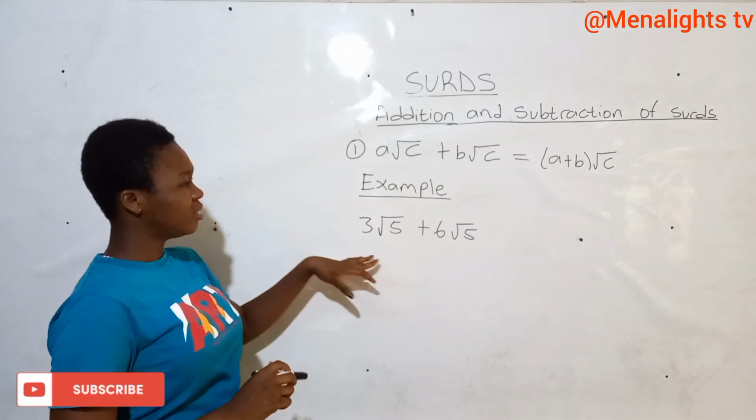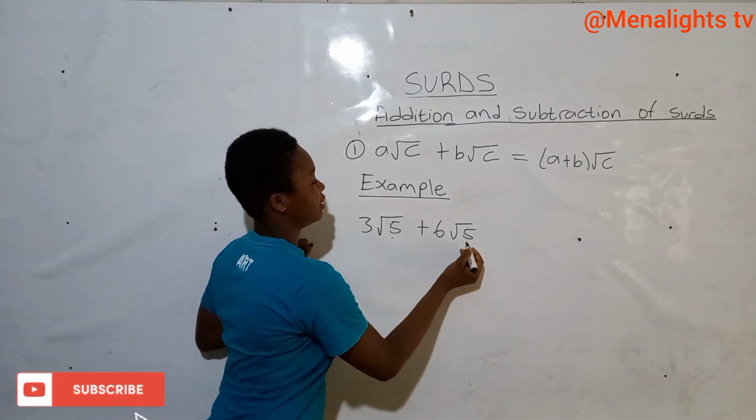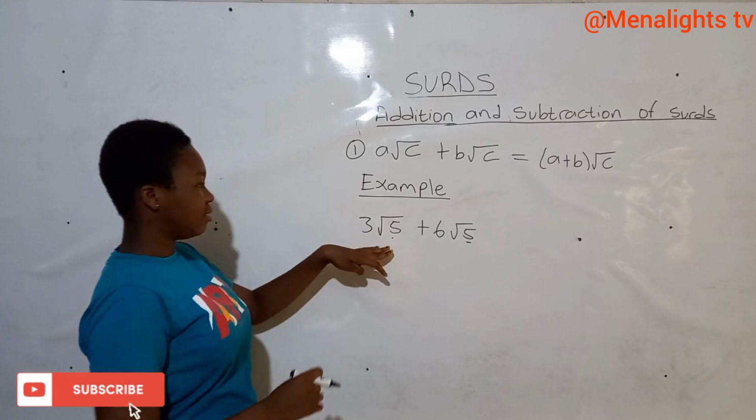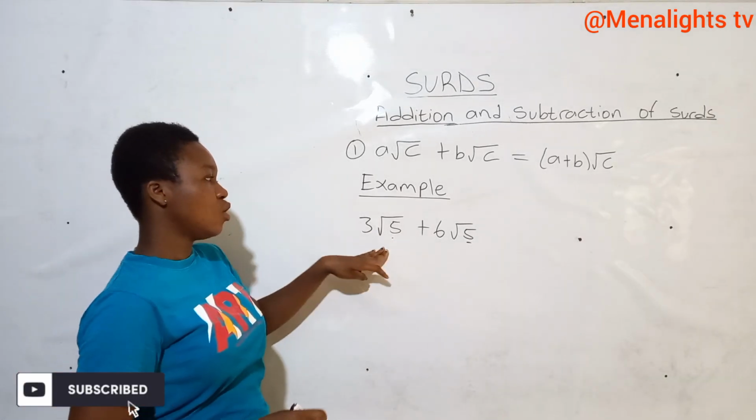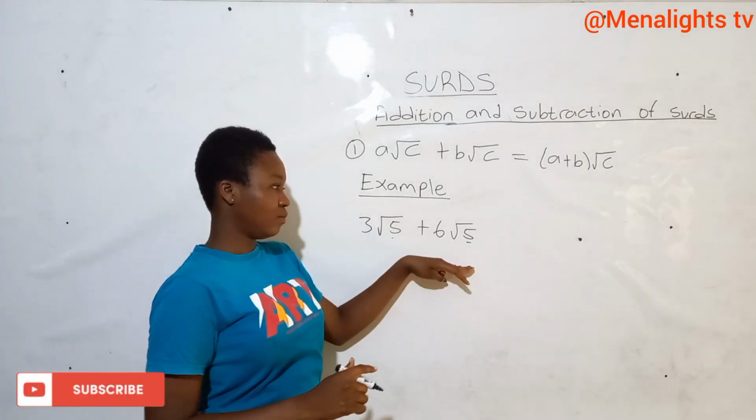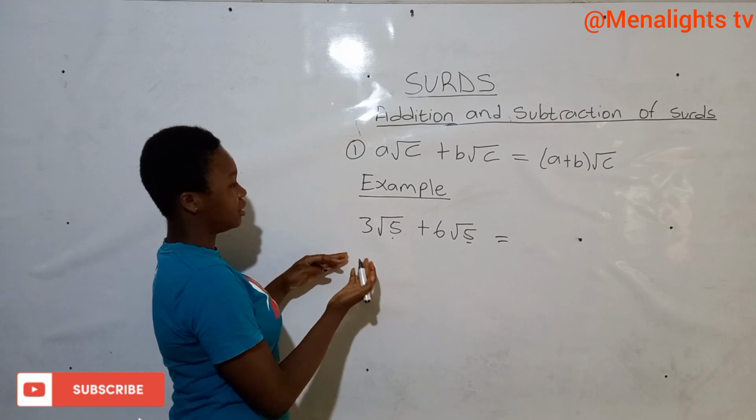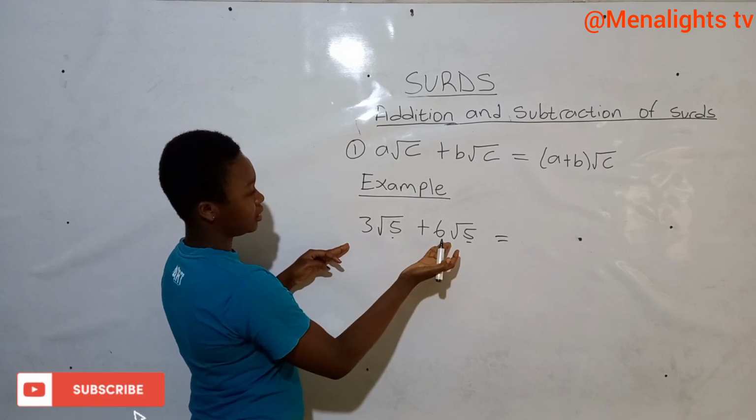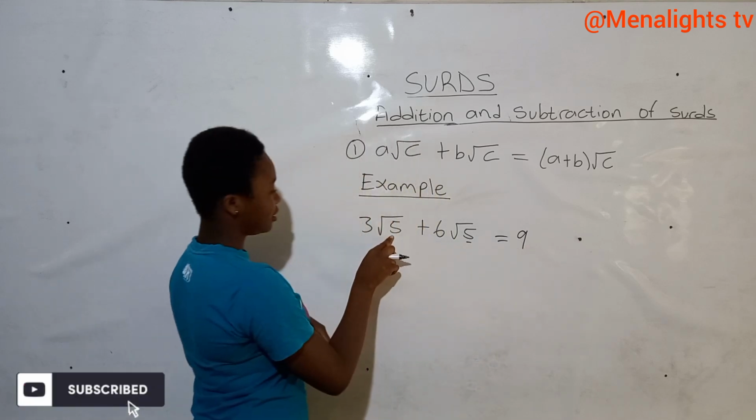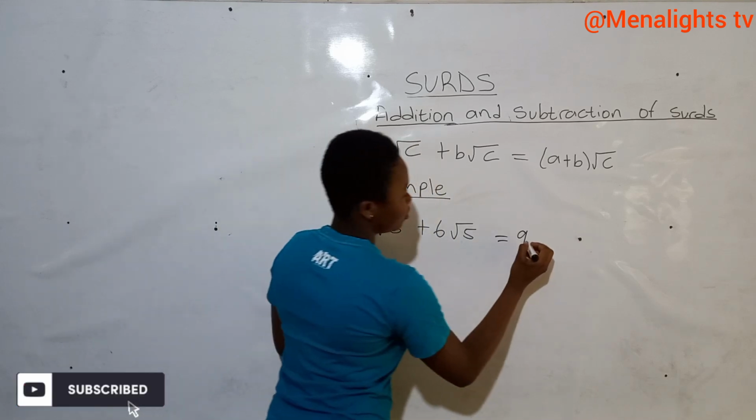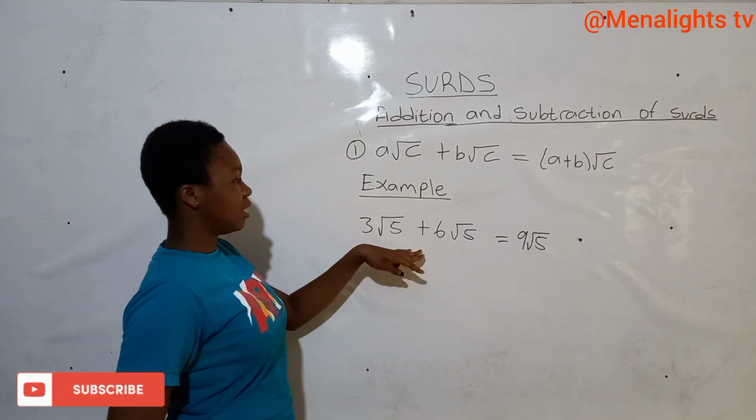So here we know that two surds can be added when the numbers under the square root sign are the same. So here we know that the numbers under the square root sign here are all the same. So therefore we can add them. So this is how we do it. We add the 3 to the 6 here, getting 9. But since these numbers are the same, we just bring it. So it becomes 9 root 5.